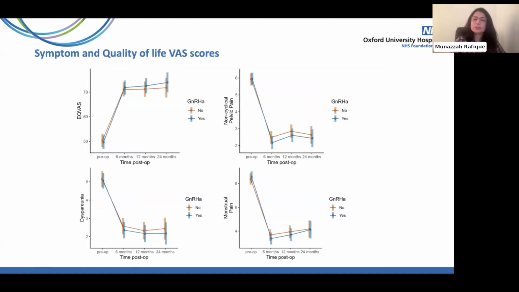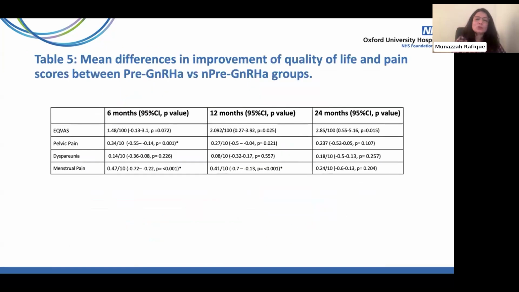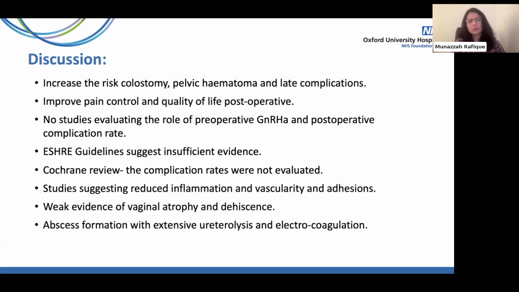Quality of life for all the patients started from the same base point. However, there was significant improvement in the quality of life in the patients who received GnRH. The pelvic pain was improved up to 6 months. However, menstrual pain was improved up to 1 year in the patients receiving preoperative GnRH. Our main findings were the risk of colostomy, hematoma, and late complication. We find that preoperative GnRH does improve pain and improve the quality of life postoperatively.